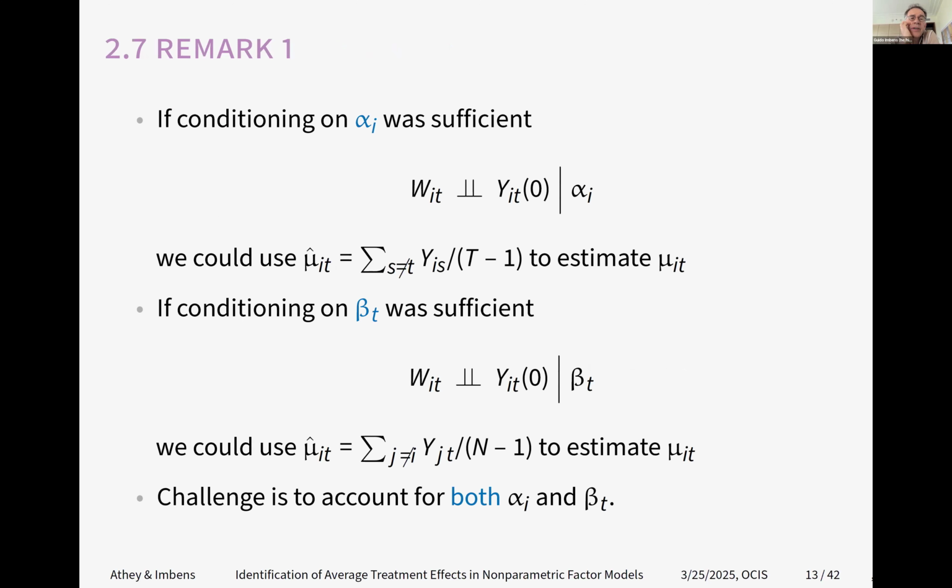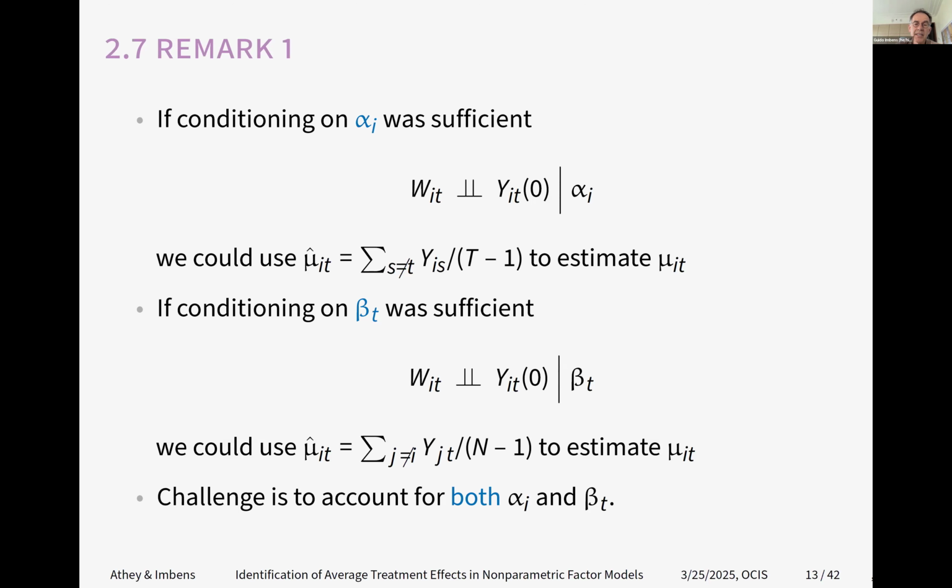So, first comment. If we made a stronger ignorability assumption, if we just said, well, conditional on alpha I, whether a particular unit-period combination is in the treatment group or in the control group is independent of the potential outcomes, then we would essentially be done. To estimate YIT0 for a treated period, we could just average over all the other periods for that same unit. And if the betas were random, that would be fine. So we wouldn't need to worry about the differences between the units. We would just do the estimation within a particular unit. And similarly, if conditioning on beta t was sufficient, we could just use other units at the same time, and we would be guaranteed to have the same value for beta, and we would be done.